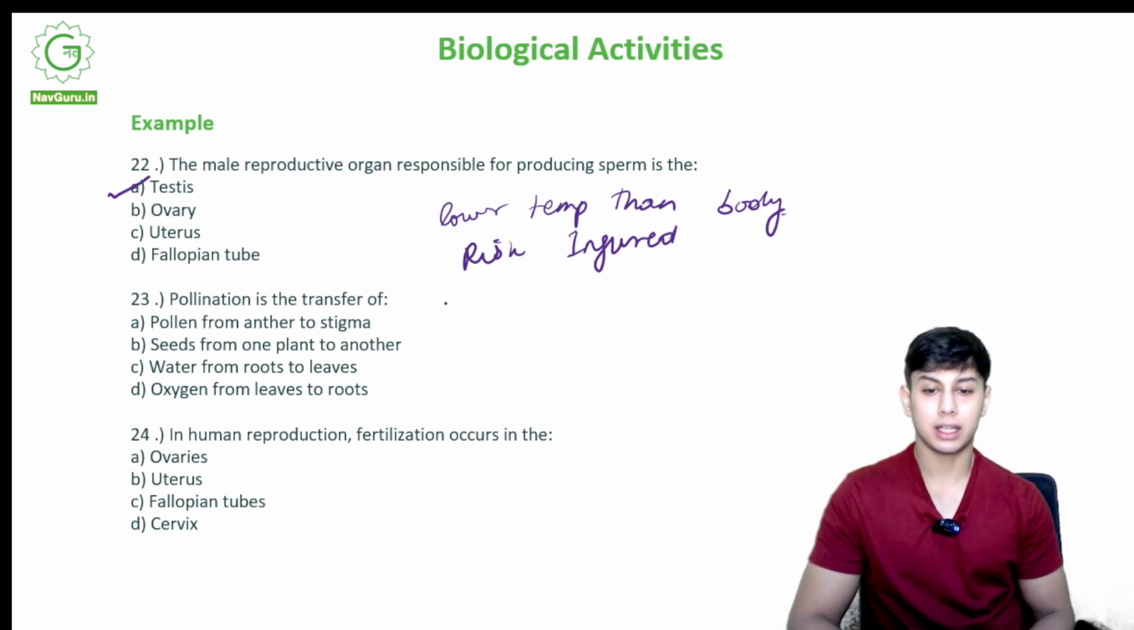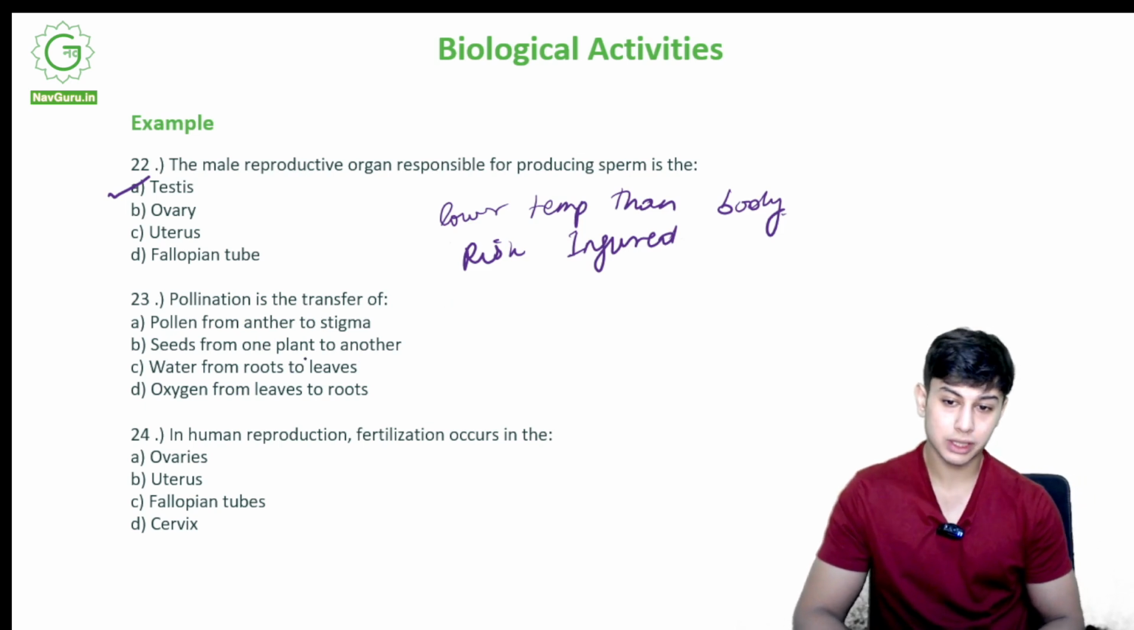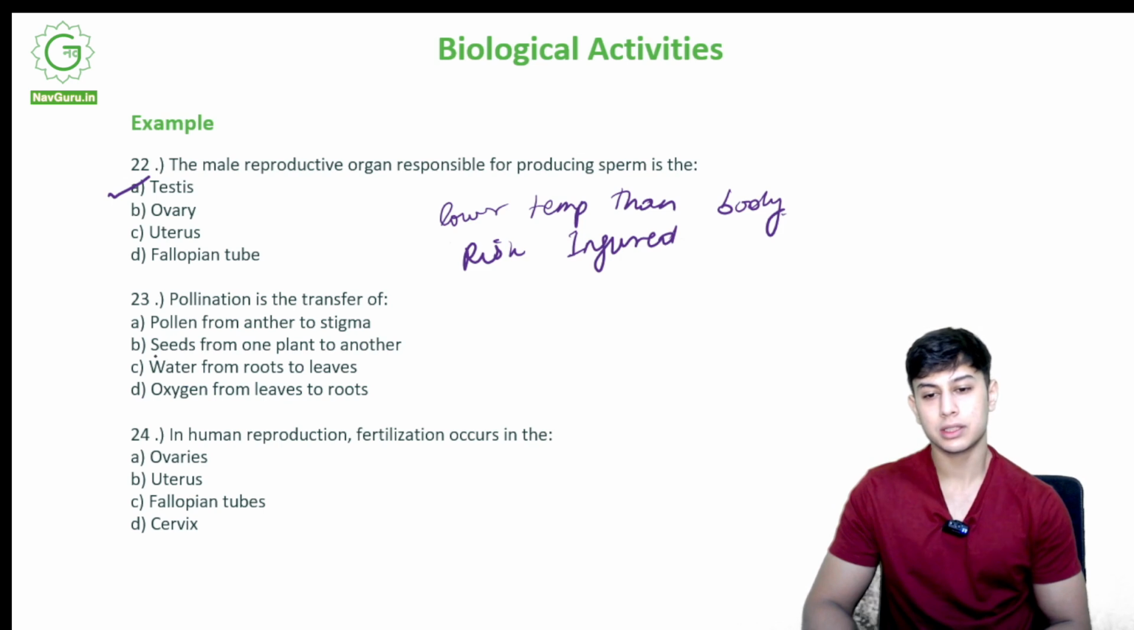Pollination is the transfer of pollen from anther to stigma, seeds from one plant to another, water from roots to leaves, oxygen from leaves to roots. Correct option is option A. Pollen from anther to the stigma. Alright, anther was the male part containing pollen. Alright, stigma was the top of the female part.